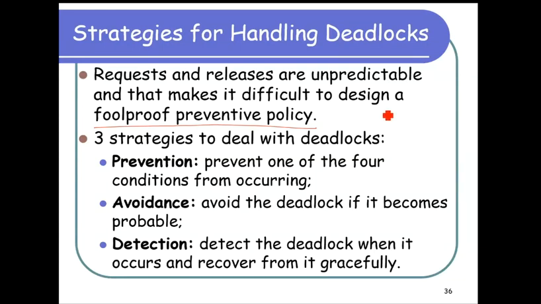Maybe some other conditions, maybe some other algorithm is okay for this kind of situation, but it's not okay for a different situation. So there is no one size fits all. Three strategies to deal with deadlocks: prevention, as the name suggests, avoidance, and detection. Prevent one of four conditions occurring. Avoid the deadlock if it becomes probable. Detection: detect the deadlock when it occurs and recover from it gracefully.